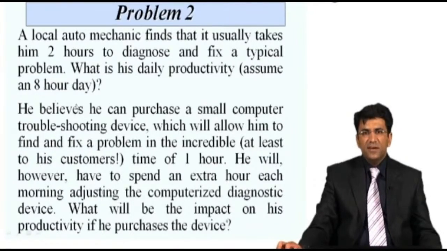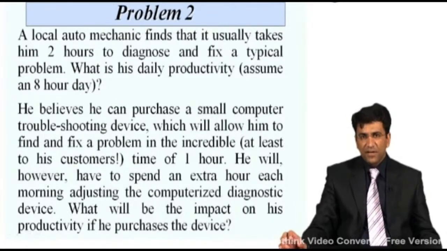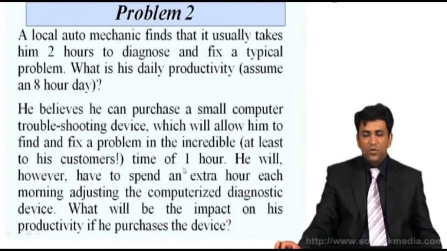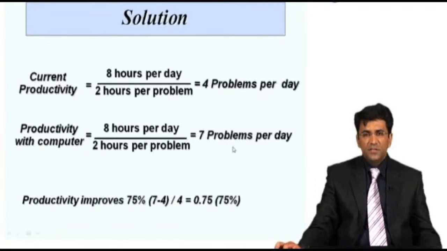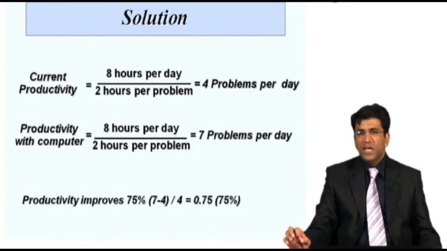So if there are 8 hours in a day, 1 hour will be consumed by him in order to adjust the device and software. So the remaining hours are 7 hours now. So his new productivity will be equal to 7 problems per day, because now with that device he can solve a particular problem in 1 hour. So he can solve 7 problems in a day now. So this is his new productivity: that is 4 problems per day, 7 problems per day. And again, the improvement in productivity is equal to new productivity minus old productivity, divided by old productivity, multiplied by 100. This will be equal to 75%. So by using that particular device or the software, he was able to improve his productivity up to 75%.